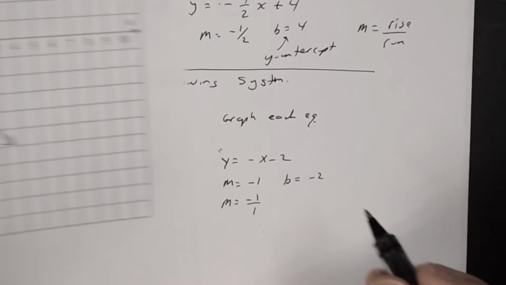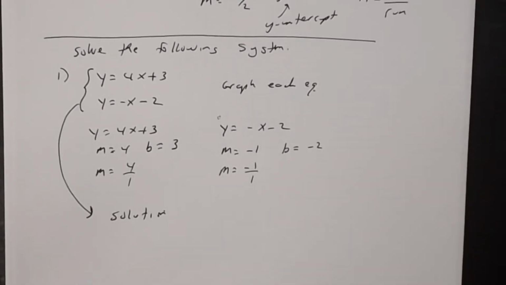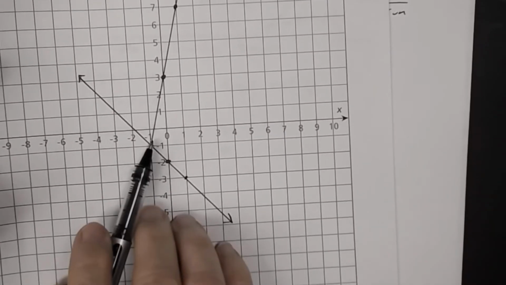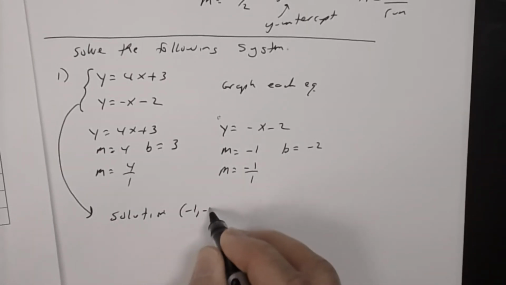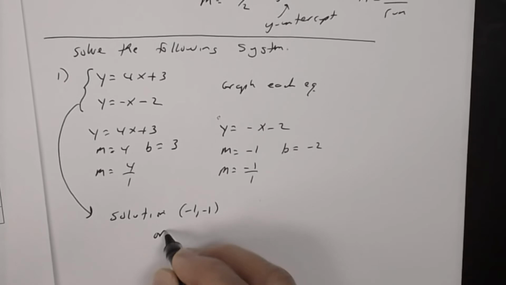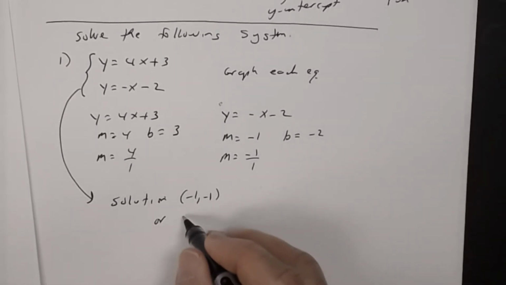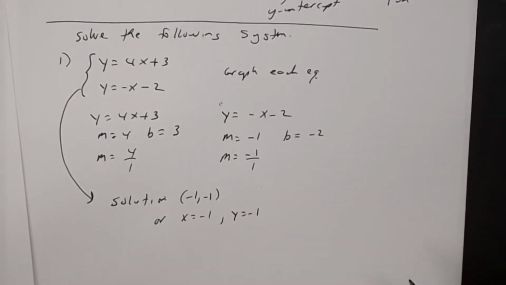So the solution to this system, we're going to go ahead and write as an ordered pair. Depending on what platform you use, sometimes they'll say write it as an ordered pair. So remember, your x coordinate is negative 1, your y coordinate is negative 1. So negative 1, negative 1. And then sometimes they'll say list them separately, meaning x is negative 1, comma, y is negative 1. So depending on the platform you're using.